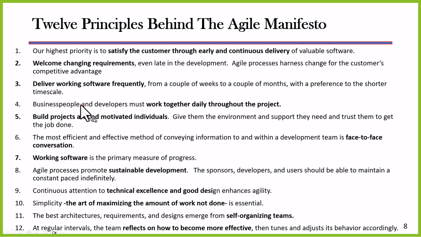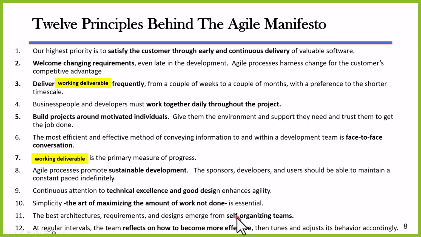So once again, let's turn these two around to what we use today. Deliver working deliverable frequently, and working deliverable is the primary measure of progress. We want to also maximize the amount of work not done. To me, that is really, really important. If I don't need to do it, why do I do it? If it doesn't bring value, why do I do it? I don't need to. So we maximize the amount of work not done.